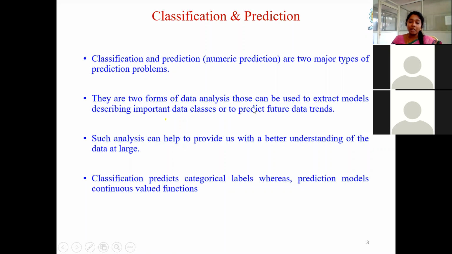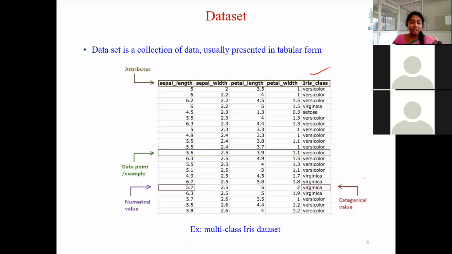So there are two forms of data analysis that can be used to extract models describing important data classes or to predict future data trends. Such analysis can provide us with a better understanding of data at large. Classification predicts categorical labels. We observe this difference particularly: classification predicts categorical labels, whereas prediction models continuous-valued functions. In classification, the label should be categorical, whereas in prediction, the label should be a continuous or numerical value.